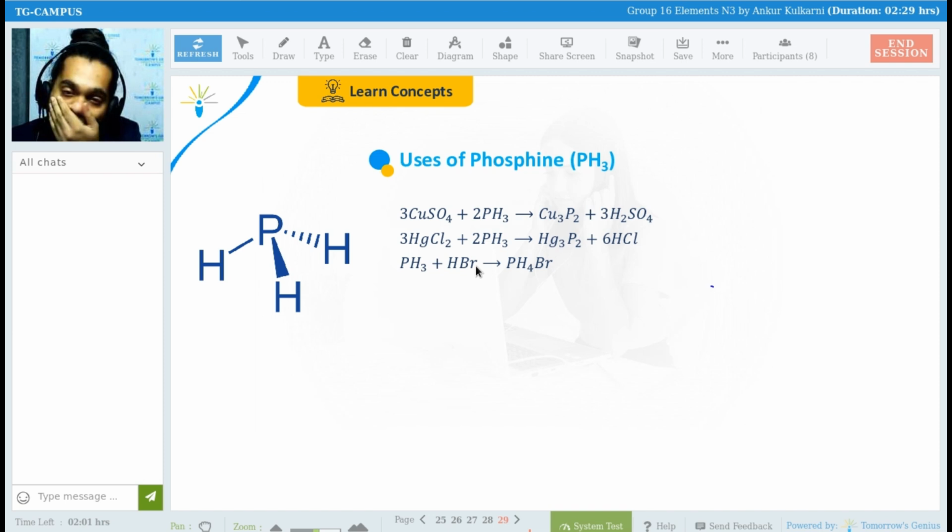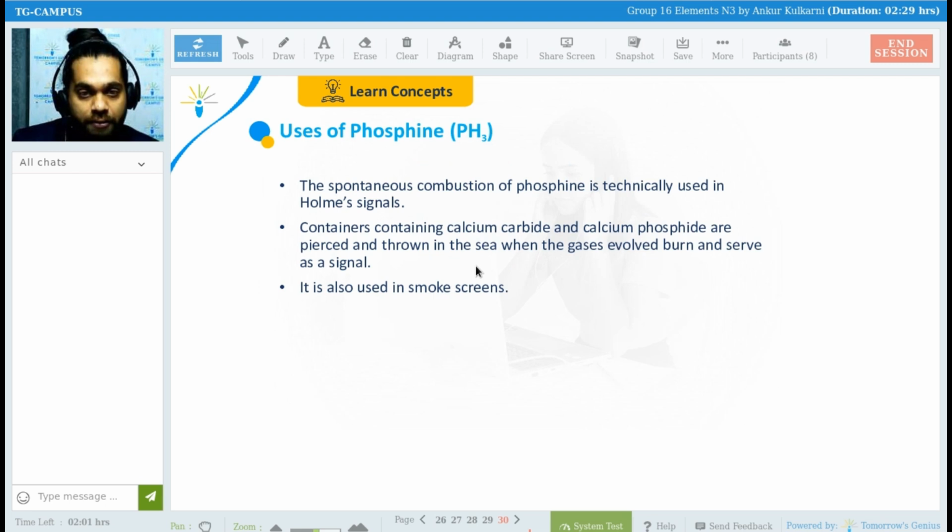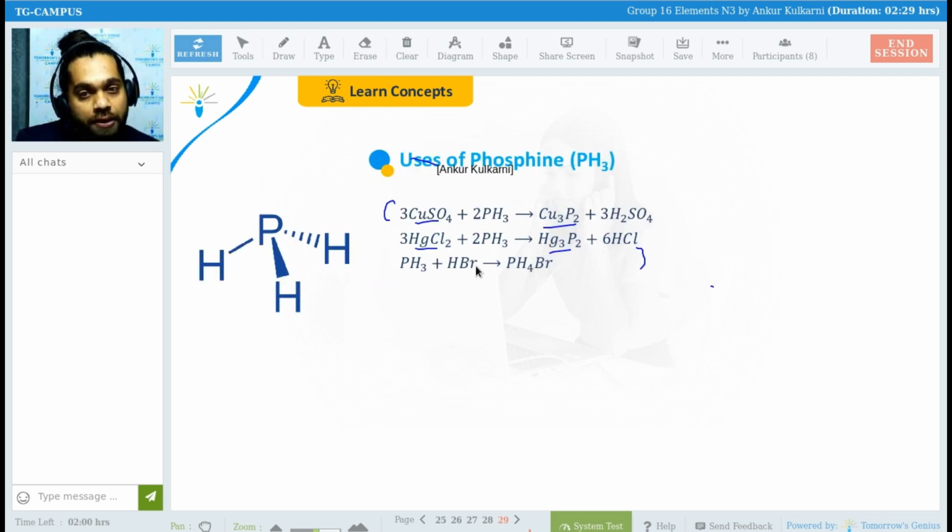Chalo. So, if you react phosphine with copper sulfate or mercurous chloride, we get copper phosphide and mercurous phosphide. And this reaction we have already seen. These are not the uses over here; this should be the reactions.